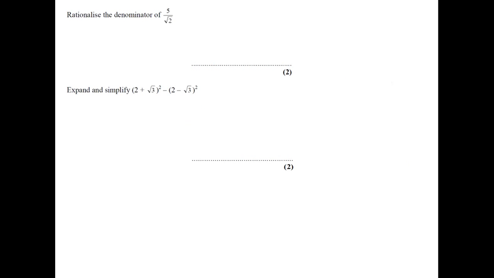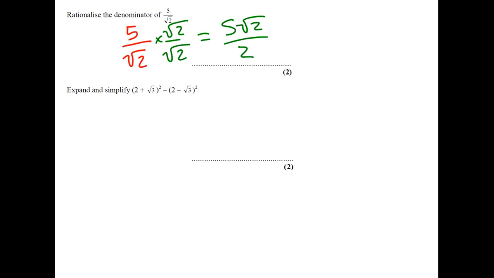Okay. Rationalise the denominator again. 5 over root 2, you should know the trick by now. Multiply by root 2 over root 2, and you get 5 root 2 over 2. We've rationalised the denominator. Okay, that is not a surd, that is just a number, just an integer, so it's fine.